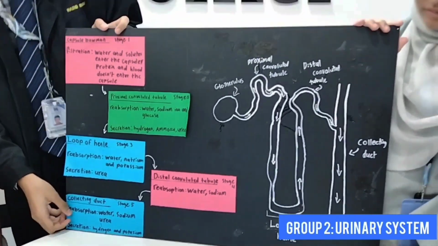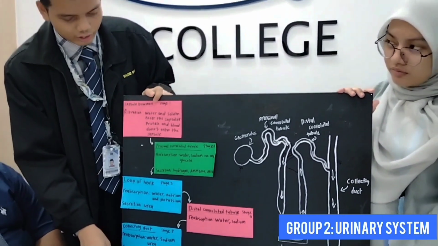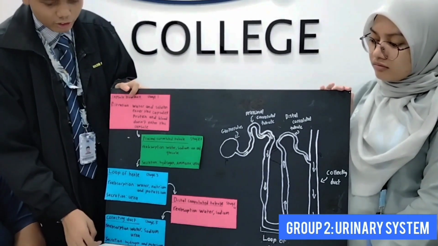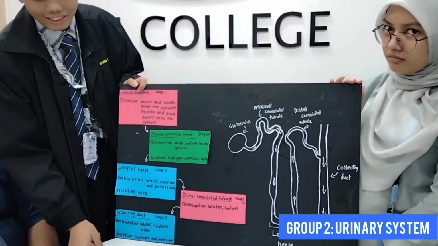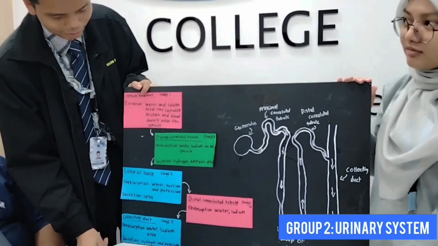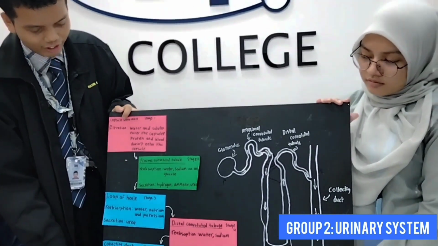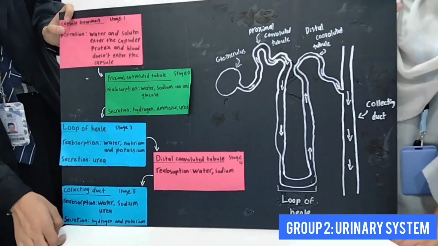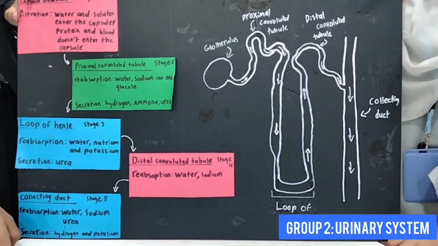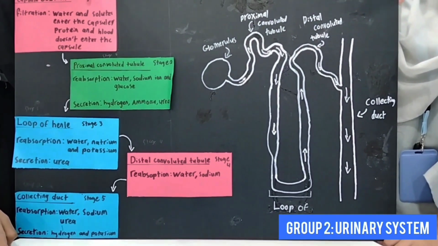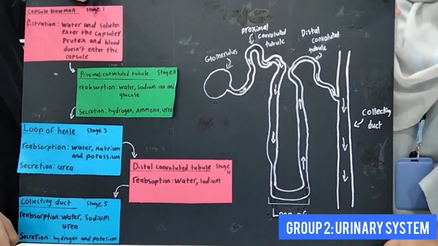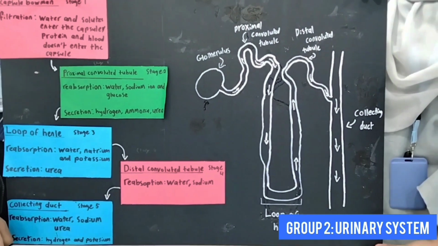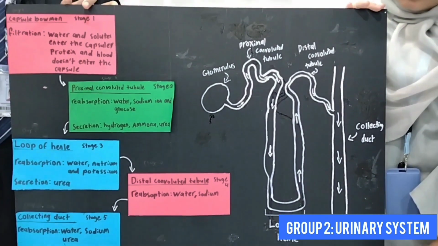Lastly, stage 5, this process will happen at the collecting duct. This process is called reabsorption and secretion. During this process, water, sodium, iron, and urea will be reabsorbed back into the bloodstream. Meanwhile, hydrogen and potassium will be secreted away from the bloodstream.